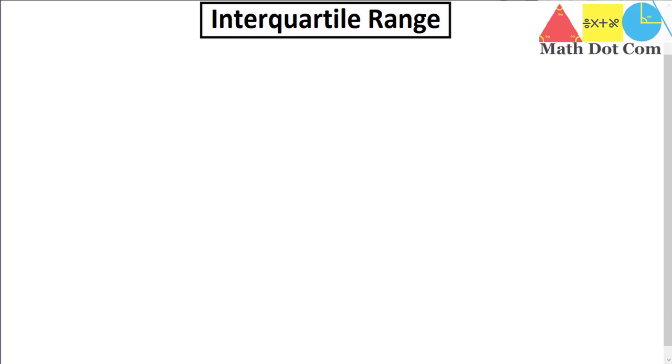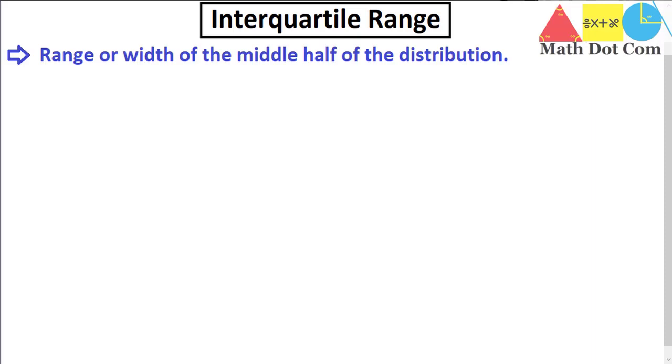But what is the difference between the two? First of all, I'll tell you the definition of the interquartile range, and today we are going to discuss very important concepts related to it. Interquartile range is used to find the range or width of the middle half of the distribution. We have seen in our previous lecture that range is used to find the width of the entire distribution, but interquartile range, as its name indicates, is used to find the width of the middle half of the distribution.